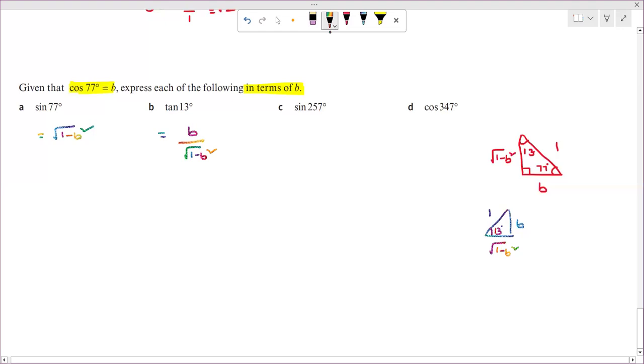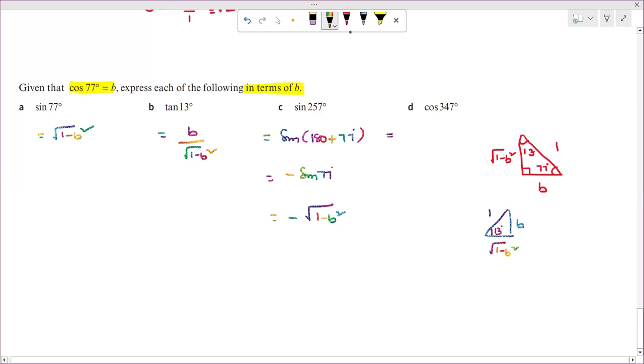Now 257 is there, but there is no 257 in these two diagrams. So what I am doing over here: this is sine of 180 plus 77, which is 257. Now 180 plus theta is in the third quadrant, and in the third quadrant sine is negative. So it is negative sine 77. You see here, we already got sine 77 as root of 1 minus b square.